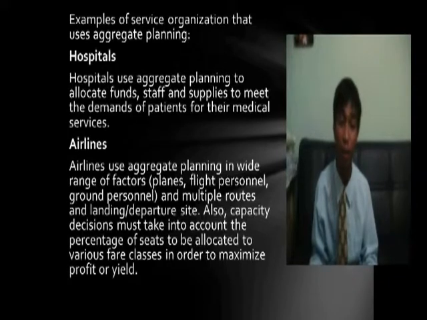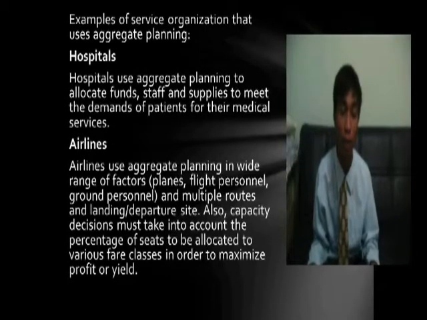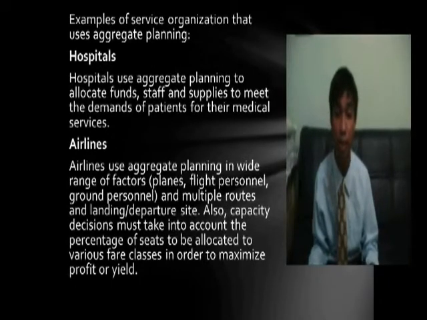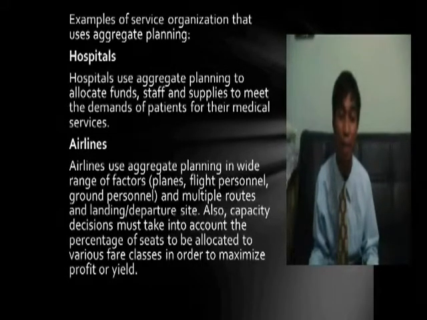Airlines use aggregate planning for a wide range of factors such as planes, flight personnel, ground personnel, and multiple routes and landing or departure sites. Also, capacity decisions must take into account the percentage of seats to be allocated to various fare classes in order to maximize the profit or yield.